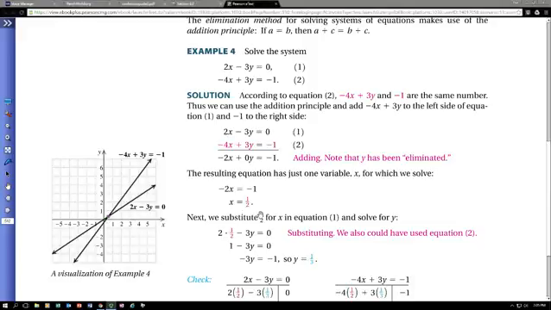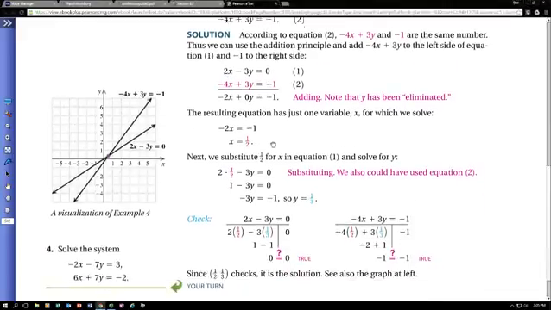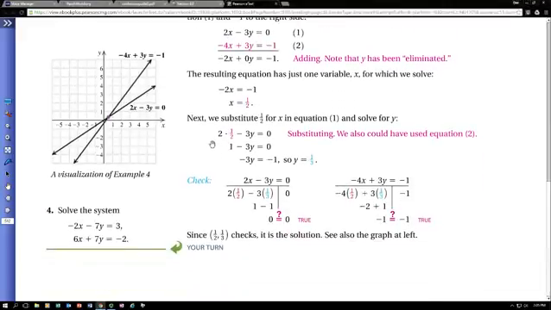Well, I know what my x value is. Now we're back to substitution. If I know the x value, I can put that into either one of my equations. They use equation 1 in this case, which is 2x minus 3y equals 0. They put 1/2 in for x, and you get 2 times 1/2 minus 3y equals 0.